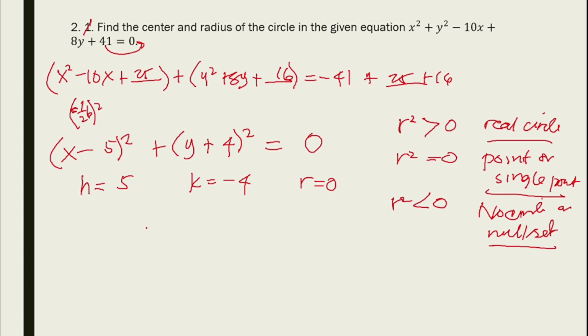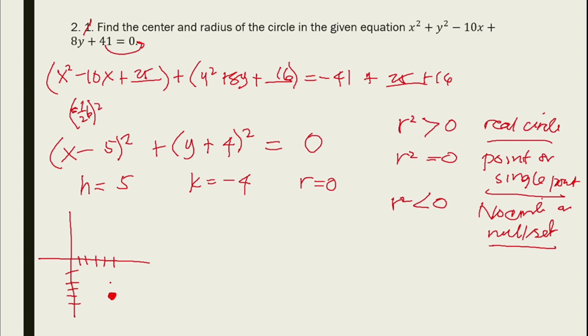Okay, so this is a point circle because the radius is 0. Therefore, this is a point circle. If we graph this, it looks like this. This is a point circle. h is x equal to 5, and y is negative 4, so 5 and negative 4. So this is just a point circle.